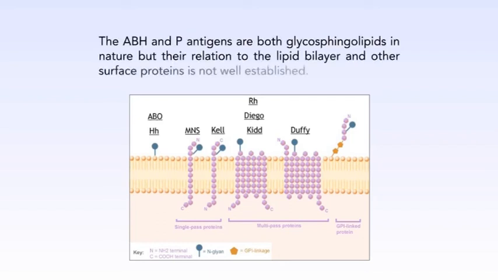The ABH and P antigens are both glycosphingolipids in nature, but their relation to the lipid bilayer and other surface proteins is not well established. The Rh determinants are lipoproteins, and their absence in the Rh null syndrome renders the erythrocytes stomatocytic in shape with decreased lifespan and increased potassium transport across the membrane.